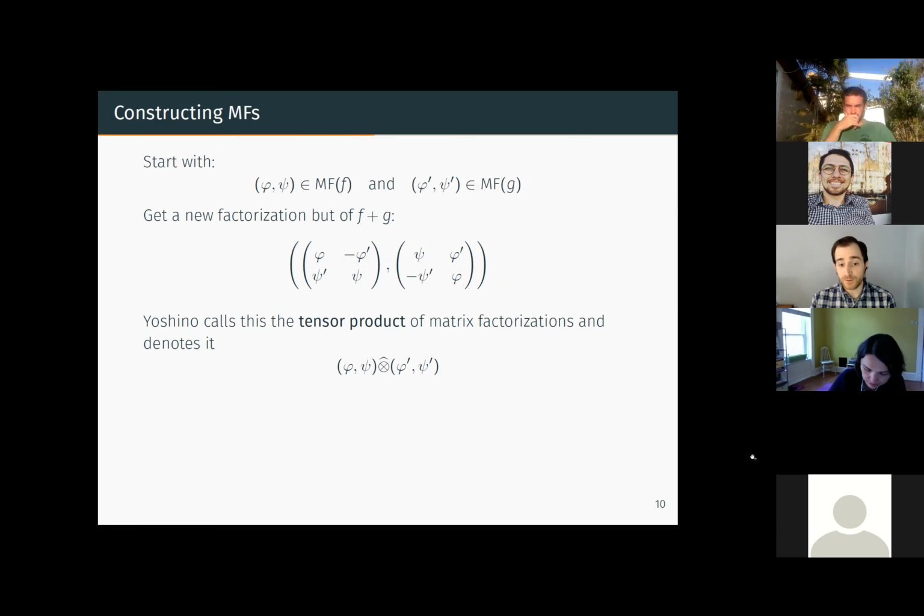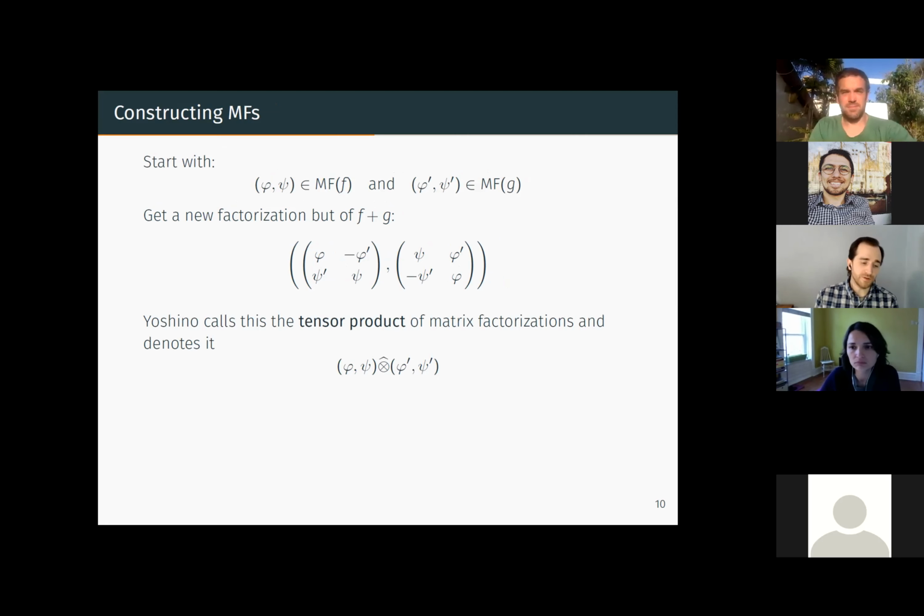He has a really cool paper called Tensor Product of Matrix Factorizations, in which he does a lot of really interesting things. My understanding, my intuition of why he's calling it the tensor product, let me say this in two steps. I think it's called the tensor product because it has lots of nice functorial properties which behave like tensor products of modules. But it is important to mention that this construction has nothing to do with the tensor product of maximal Cohen-Macaulay R-modules.